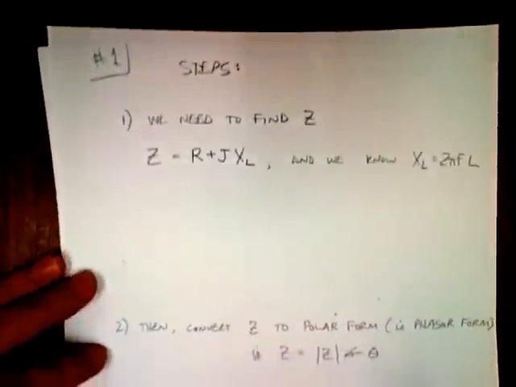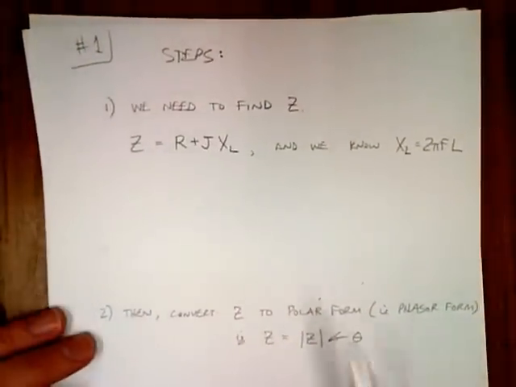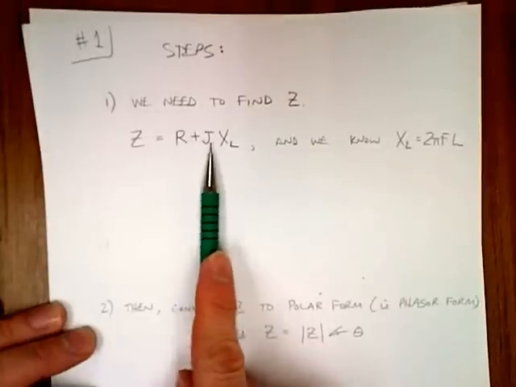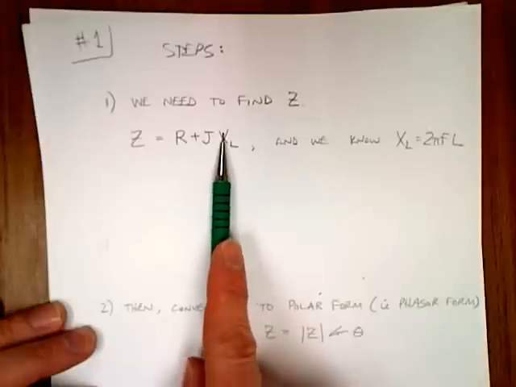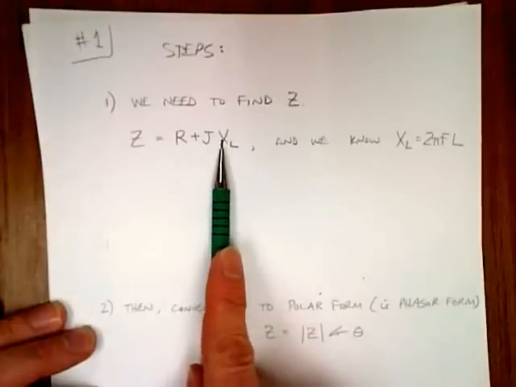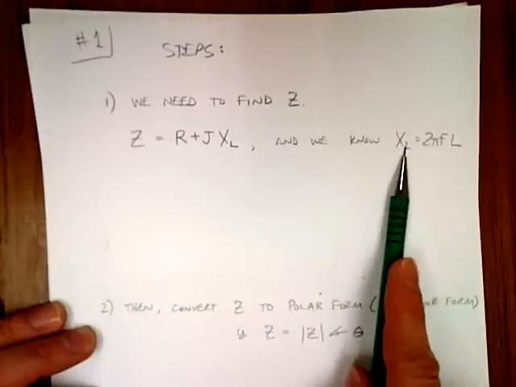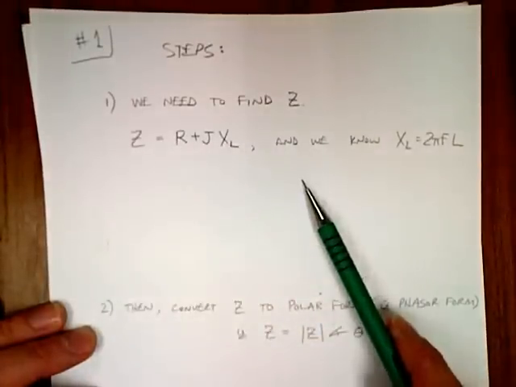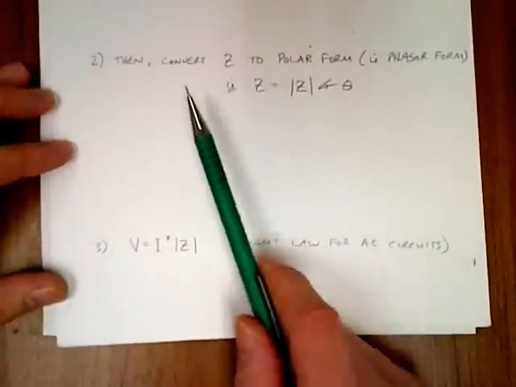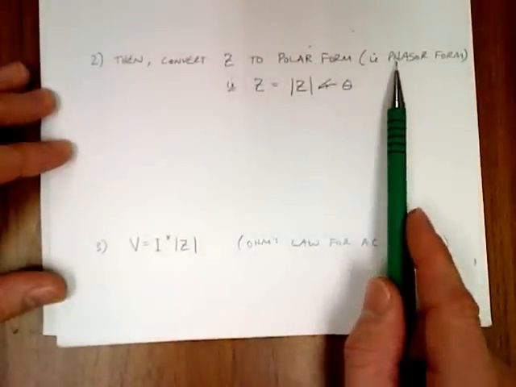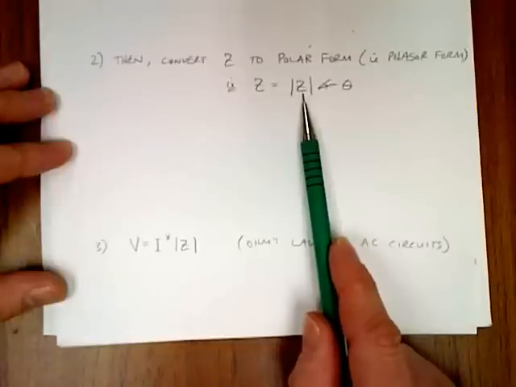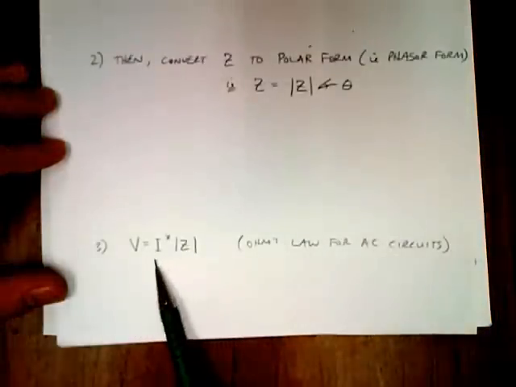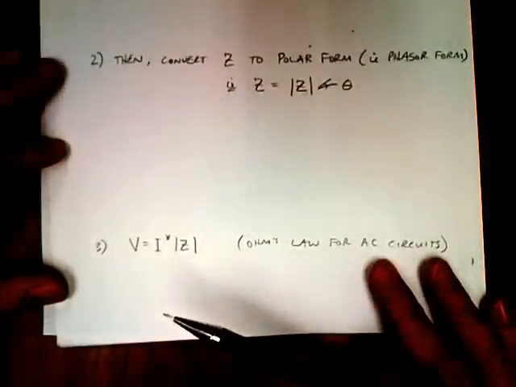So these are the steps. First, we have to find Z. So we know that Z has the real part and the imaginary part. And the imaginary part is jX, which is inductive reactance. And for inductive reactance, we use the inductance we're given, figure out X, and put it in here. R we're given, so we figure out Z. And then once we find that, we have to convert it to polar form, or some people say phasor form, so we find out what the magnitude of the impedance is, and then we use that in Ohm's law, V equals IZ, instead of V equals IR, to figure out the current. So that's what we're doing.